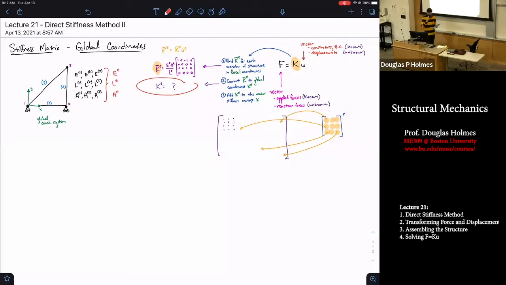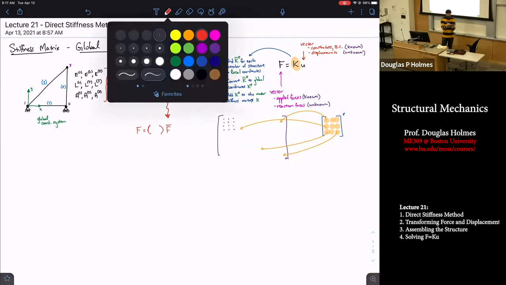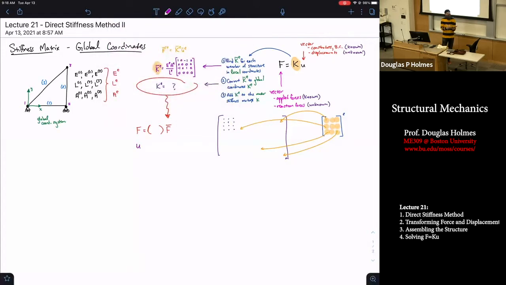Our goal is the following. I can sketch out the way we're going to do this. We want this, we have this, so we're going to get an equation that says I would like to be able to write F equals something times F bar. That something is going to be a rotation matrix of sorts. How do I rotate F bar to get it to be F? We're going to do that again for our displacement vectors.